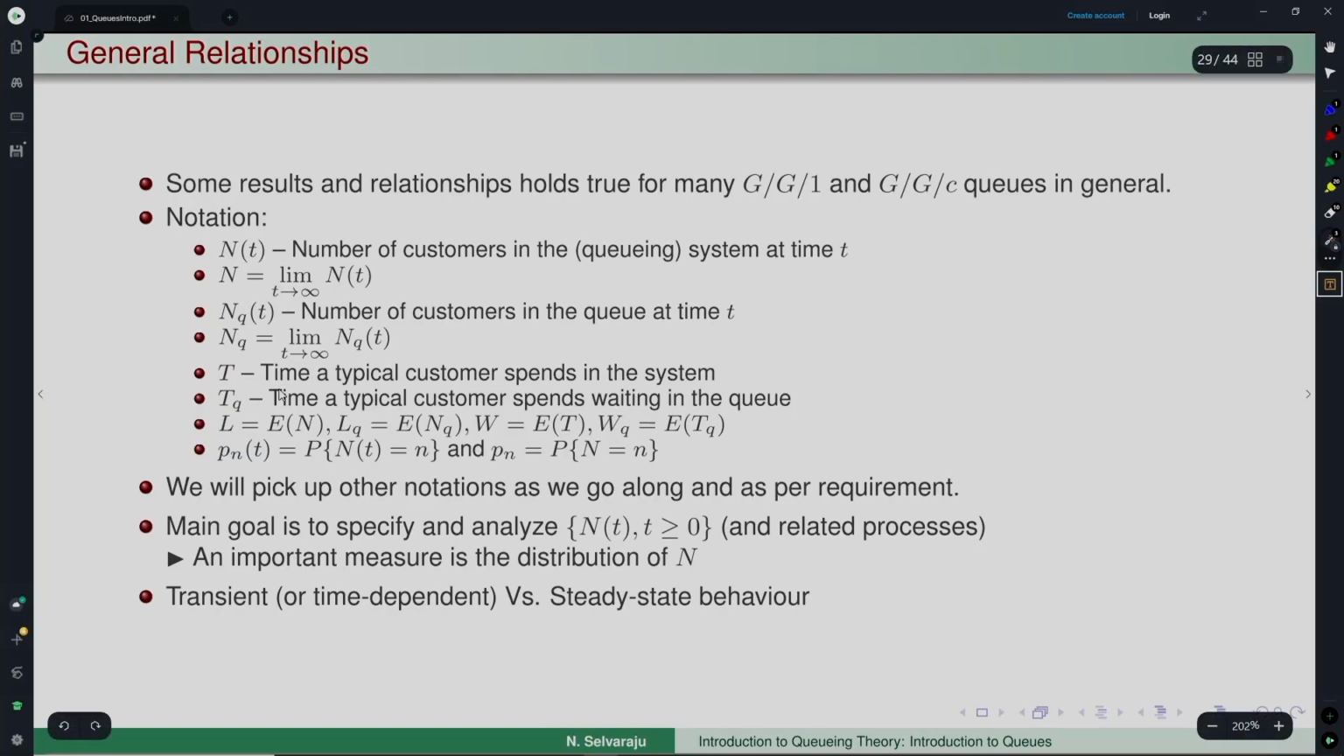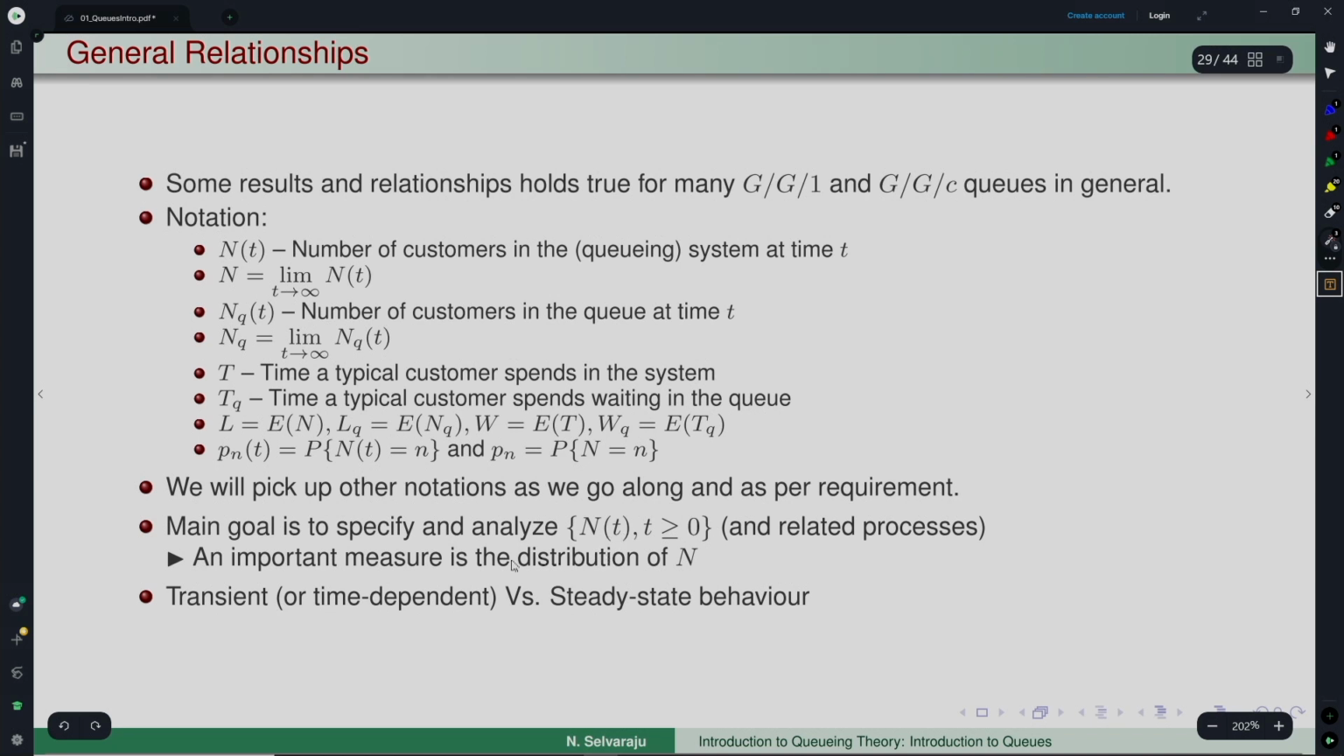Now, there will be other notations which we will pick up as we go along, but the main goal is to specify and analyze this process, the number in the system process and its related processes, because that is how one starts the analysis. So, whenever you are able to describe it for N(t), which will be a stochastic process, then you will have a complete description, but many a time that is difficult.